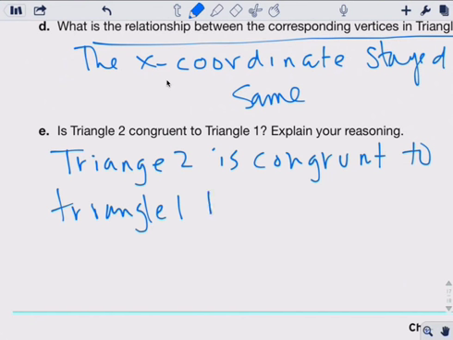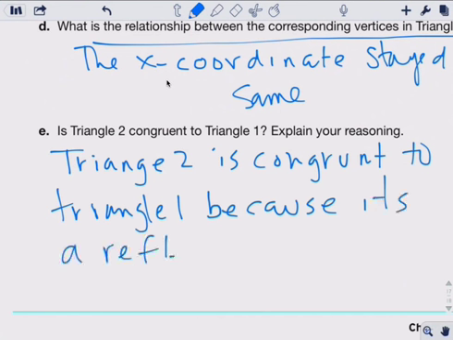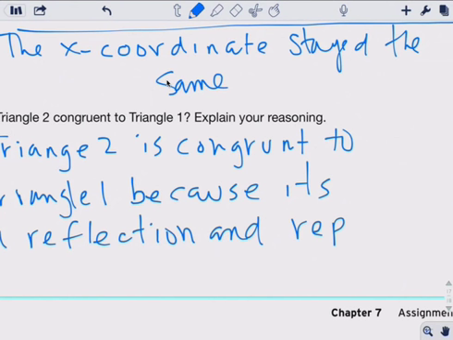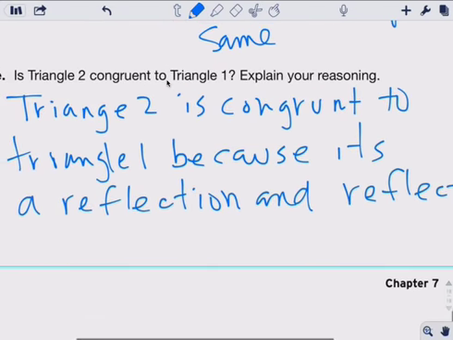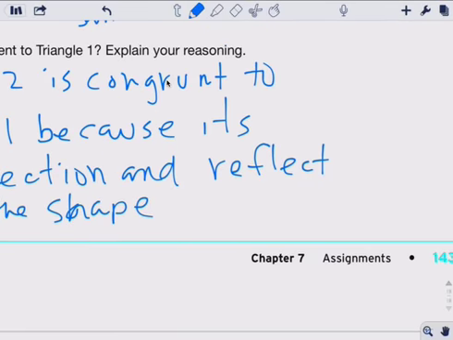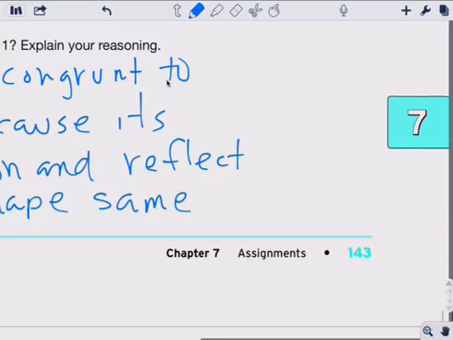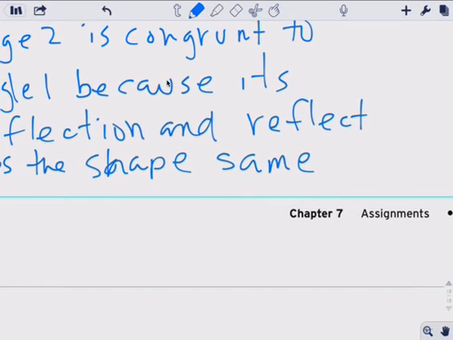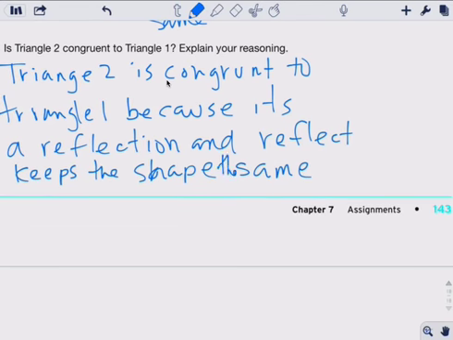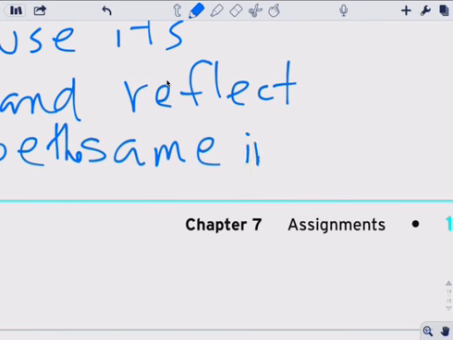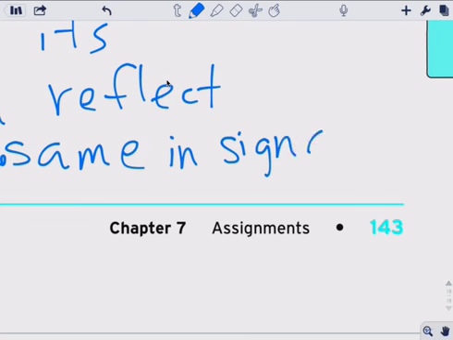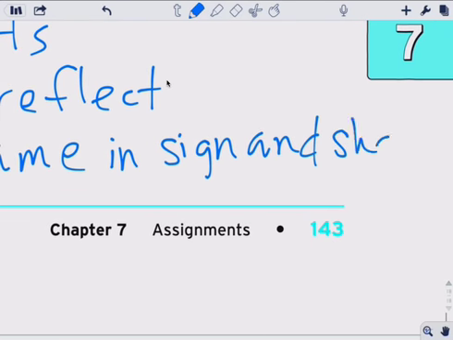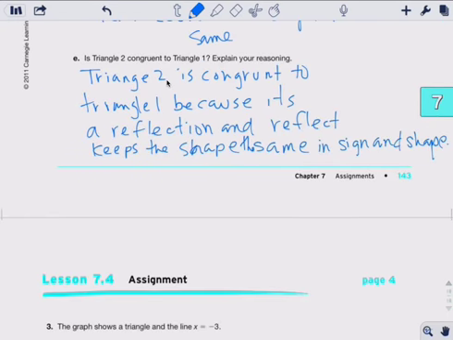because it's a reflection, and reflection keeps the shape the same size and shape. So basically stating it doesn't change anything, alright?